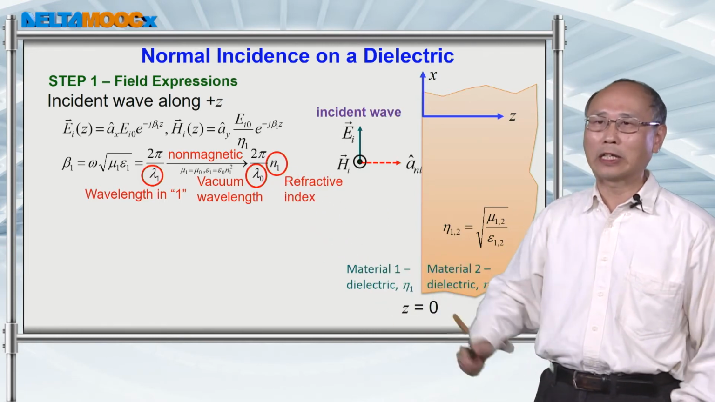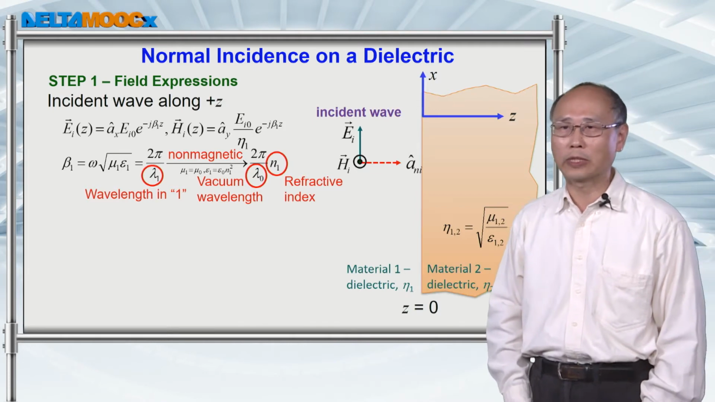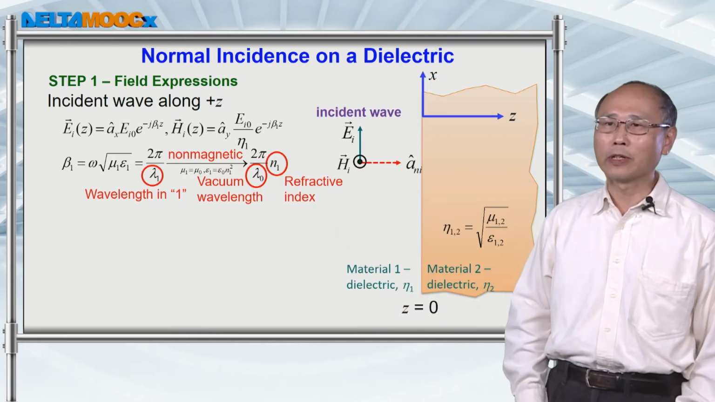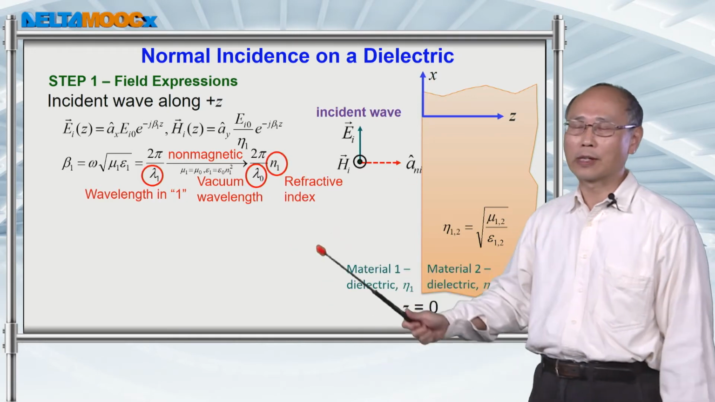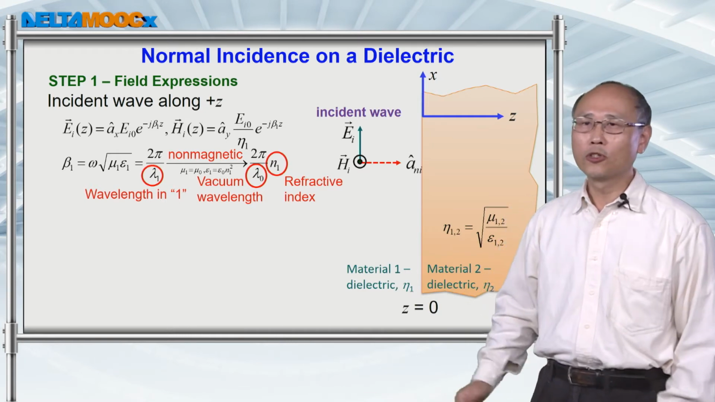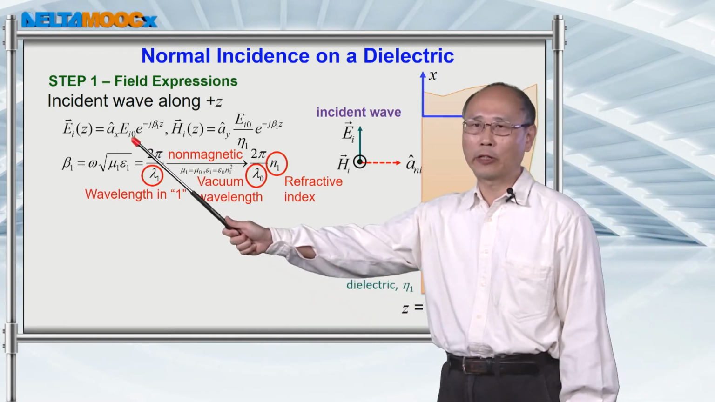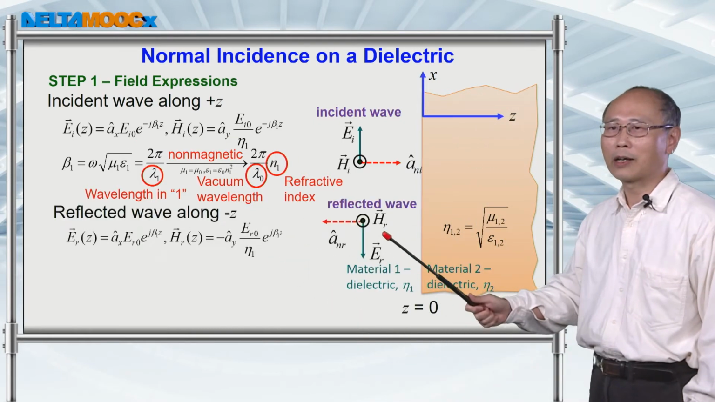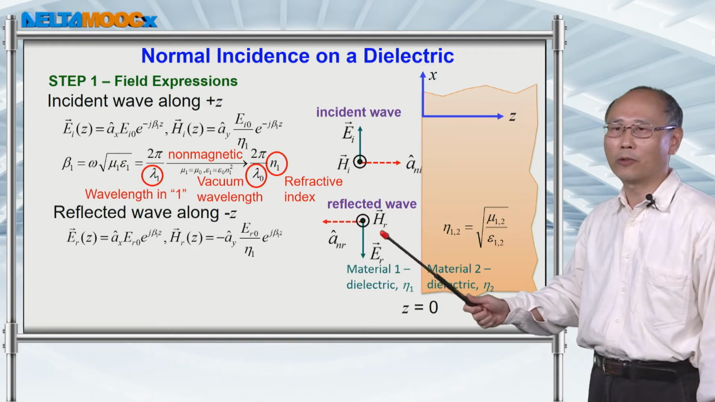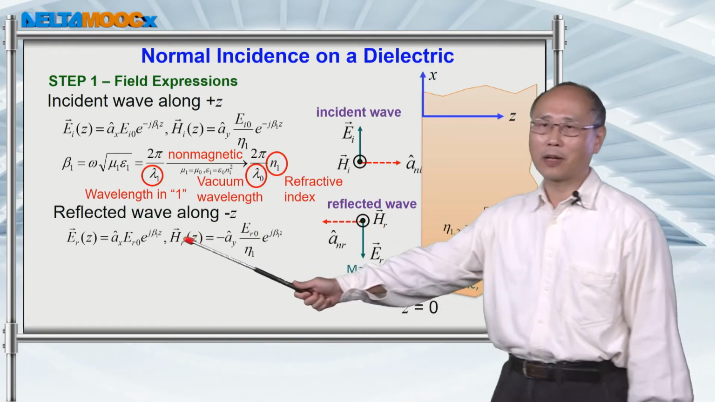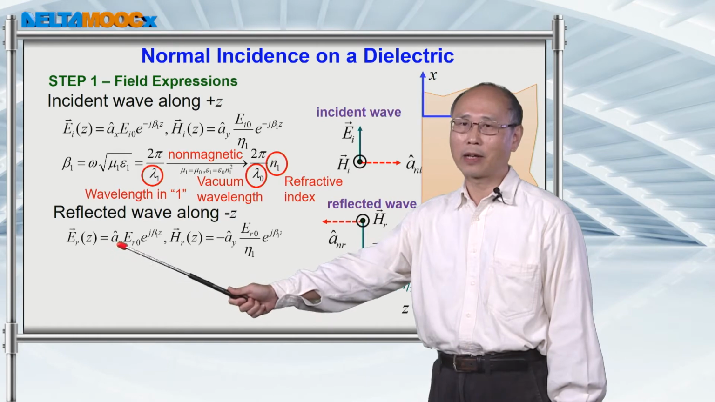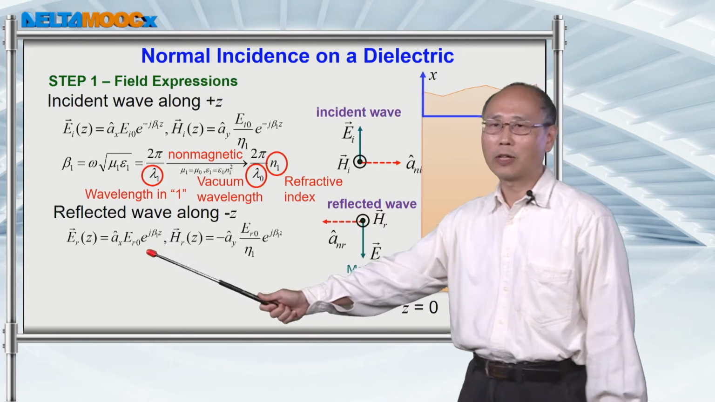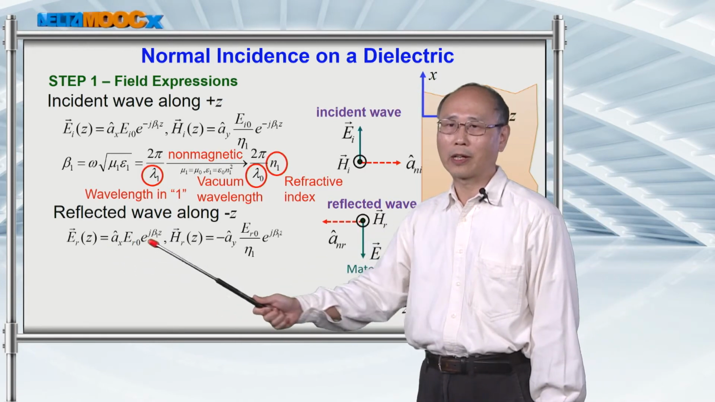This expression is particularly useful when you deal with optics problems, because in optics problems, we usually describe a material by using refractive index. So after you write down the expression for the electric field and magnetic field for the incident wave, now you can continue to write the components for the reflected wave. At the same time, you can have the electric field and also magnetic field expressions. So you write down the reflected field expression like this.